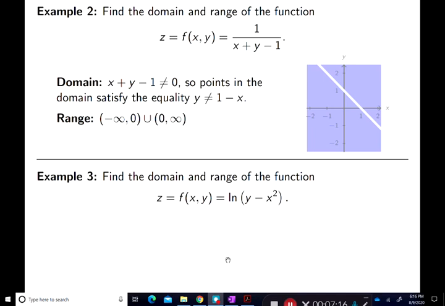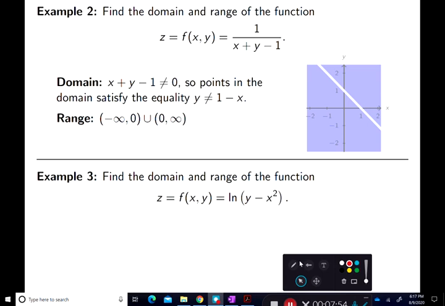Now, example 3: find the domain and range of the function z equal to f of x and y equal to natural log of y minus x squared. Again, in here, there's an outer function that is a single variable function. The composition's outer one is a single variable function. Natural log only takes values that are strictly bigger than 0.